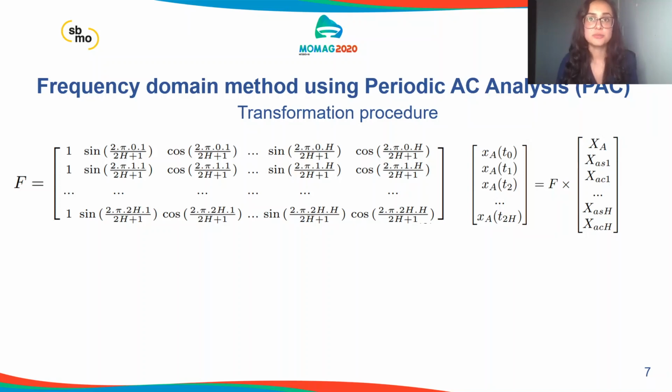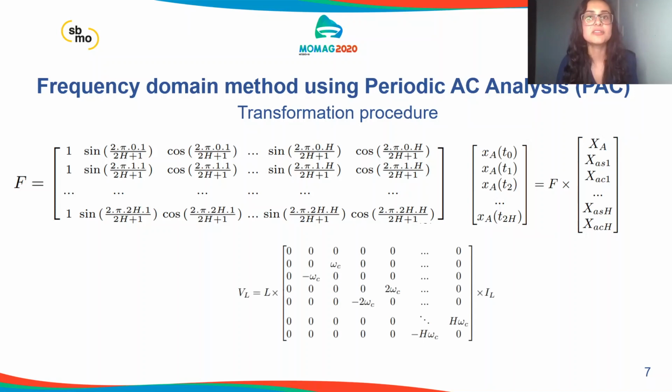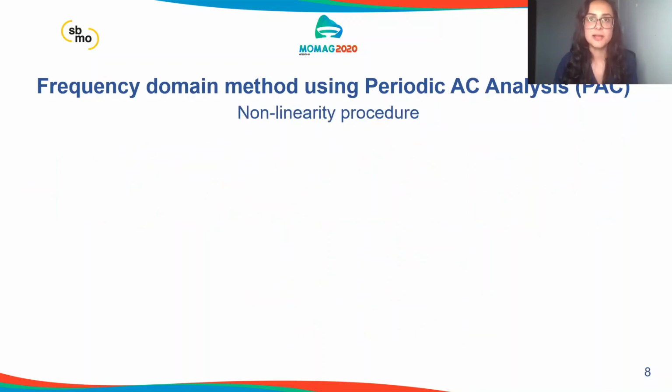This linear transformation is provided by the F matrix as shown here. Also, a Jacobian matrix is created for the dynamic elements such as capacitors and inductors. The next equation represents an inductor characteristic equation transformed to the frequency domain. L indicates the inductor inductance, VL and IL specify the vector inductor voltage and current respectively.